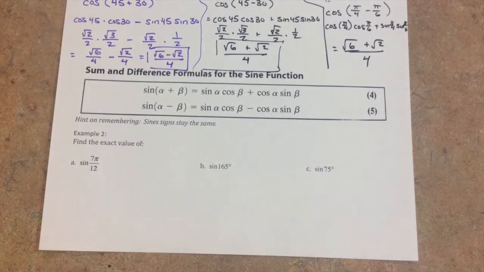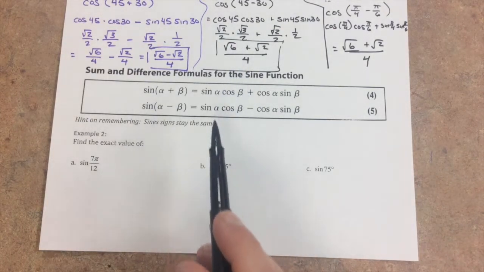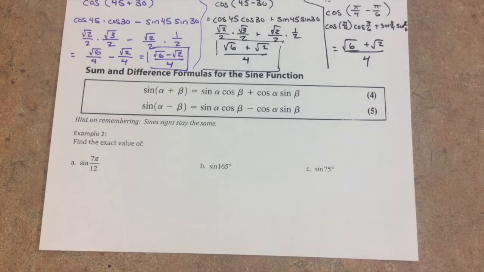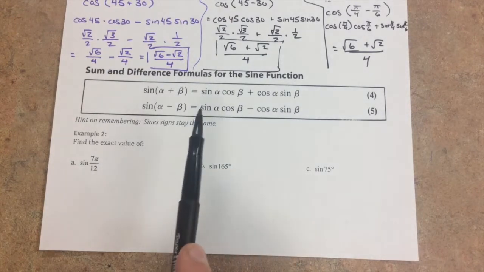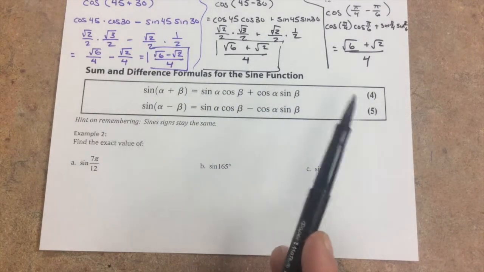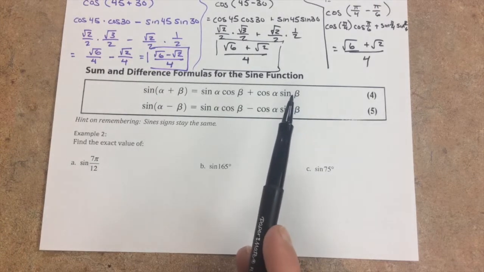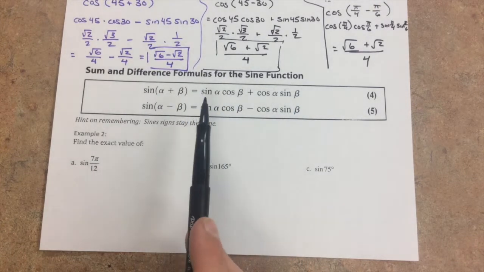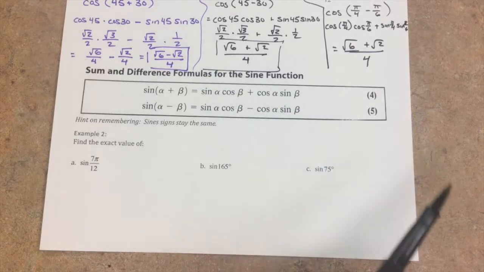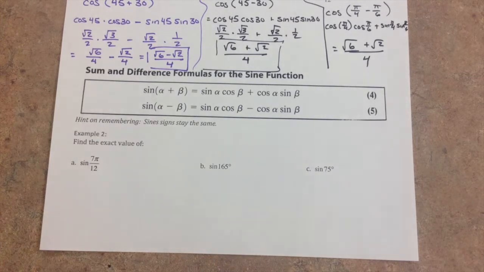So sines stay the same. Cosine changes. And sine is slow versus cosine being quick. So to say the sum or difference formula for sine, it's slow: sine, cos, sine. Let's do that again. Sine is slow, so we go sine, cos, sine. Versus cosine of the sum or difference is quick, so cos, sine, sine. Hopefully some of these will help. I will definitely say them again in class if we need them.